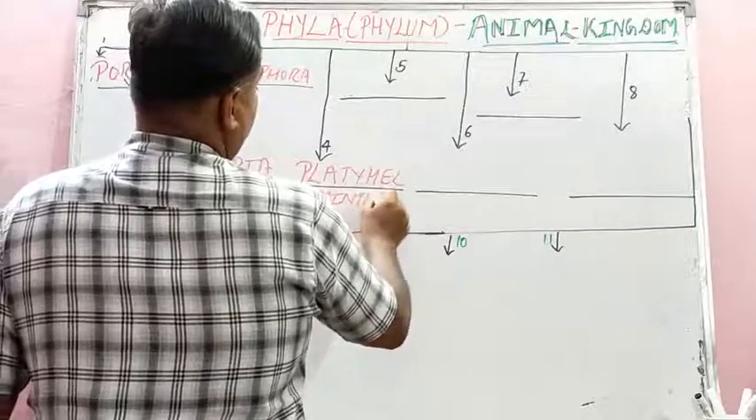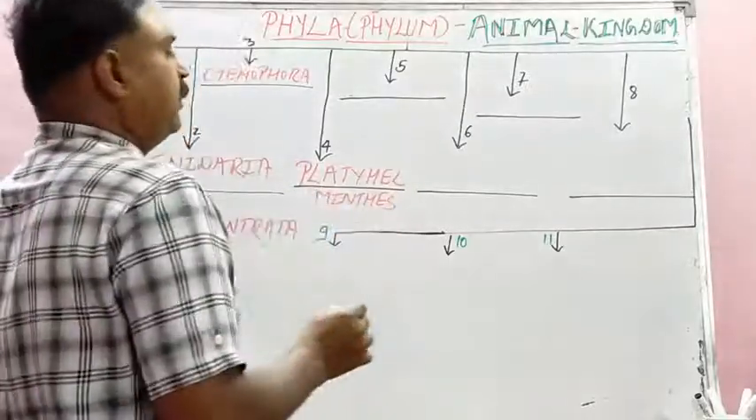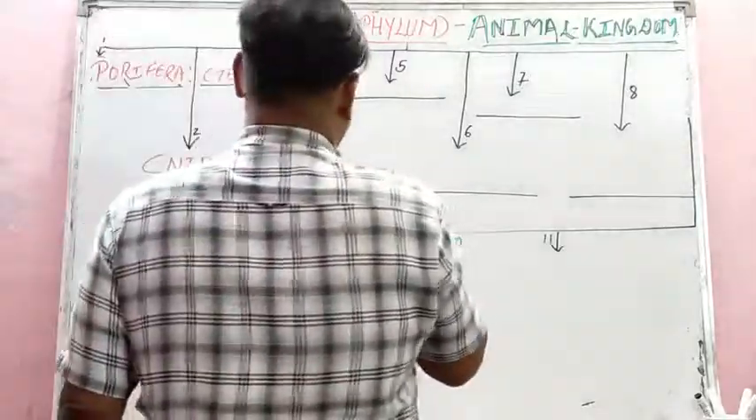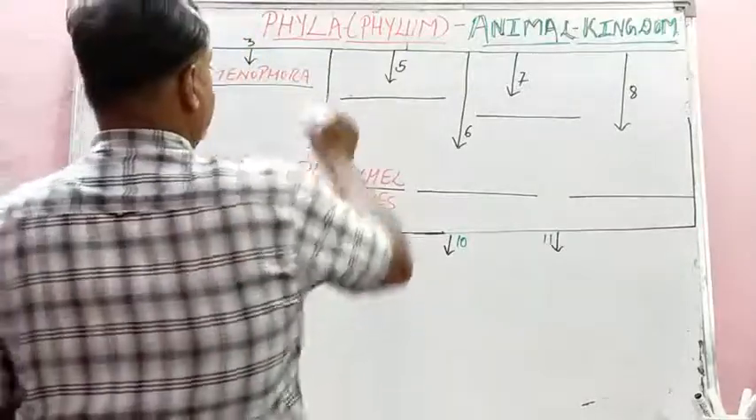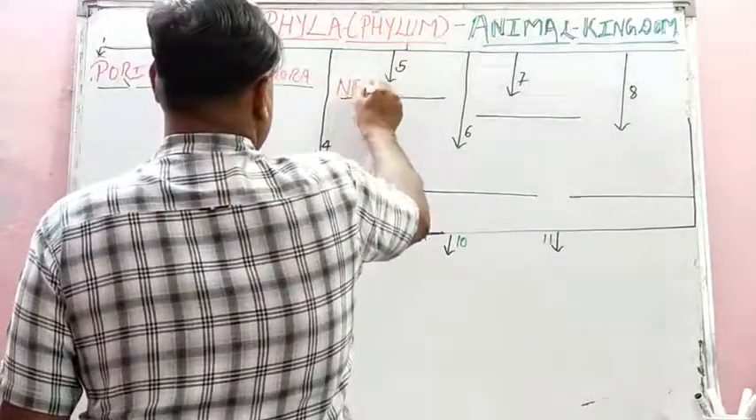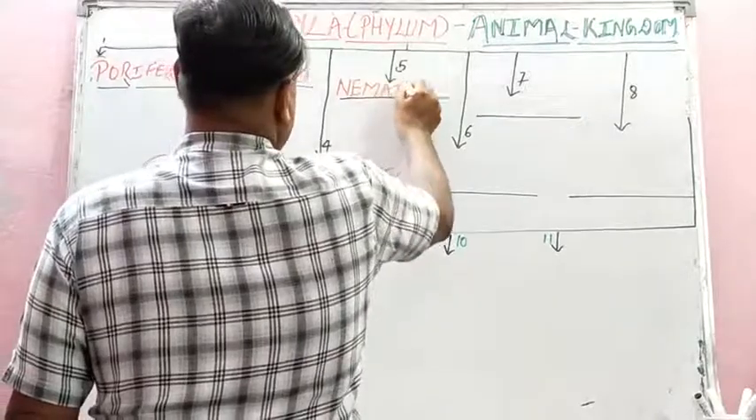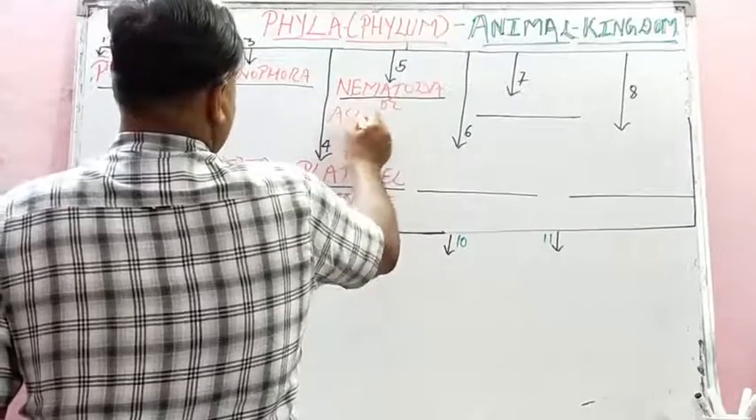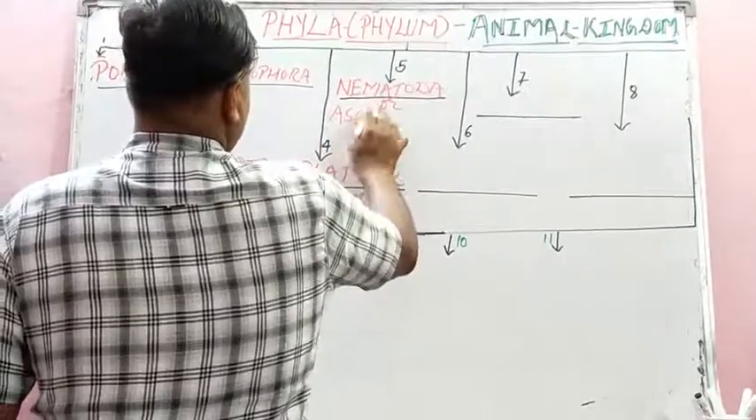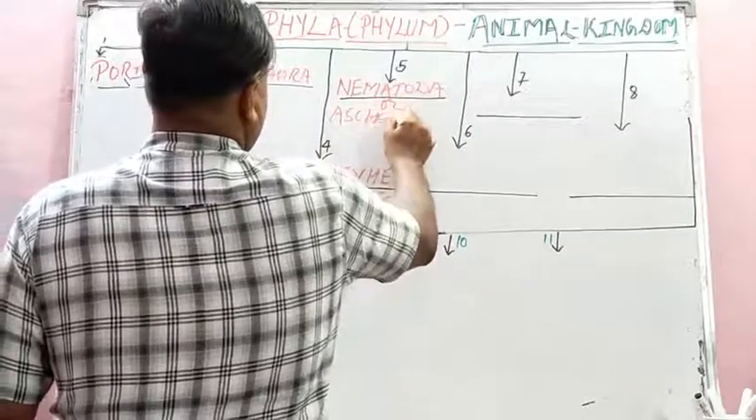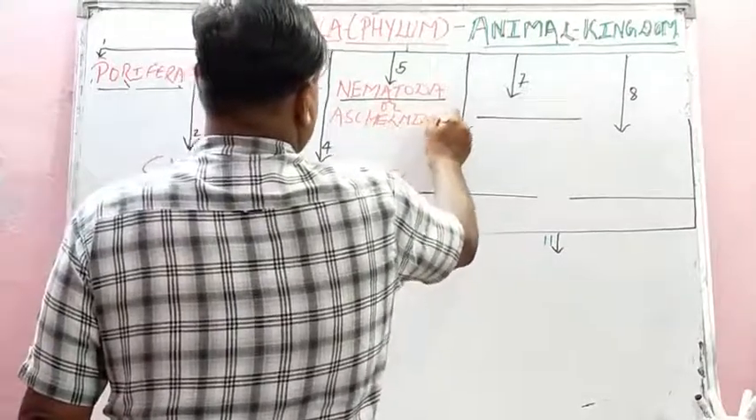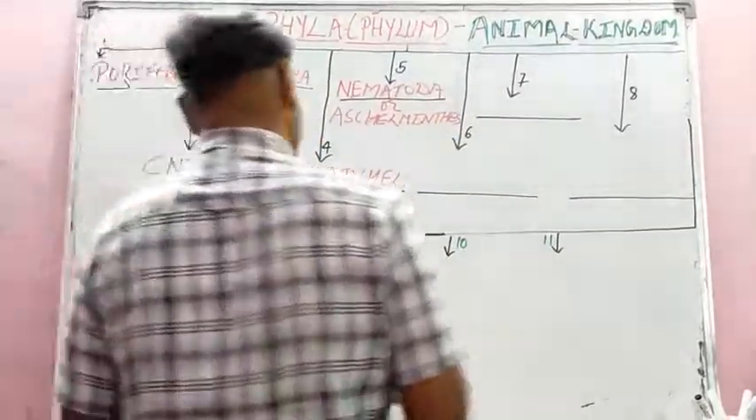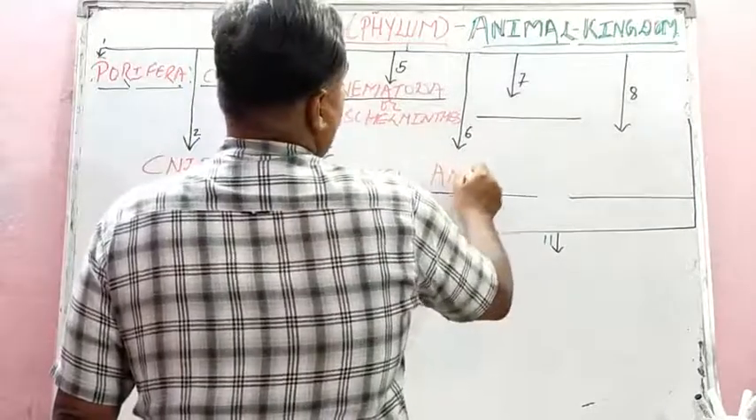Student, one thing I want to add in your knowledge: helminthes means worm, and platy means plate-like body, plate-like worm. Now your best example is tapeworm. Then Nemathelminthes or Nematoda. Nematoda is also called Aschelminthes. Ascaris is the example. Asch means thread like, helminthes means worm. And number six, student, is your Annelida, earthworm, you know.